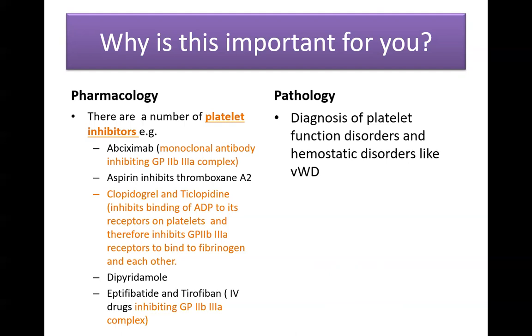This is acquired. Why are we calling it acquired? Because we are the ones who are giving the drug. So there is nothing wrong with the platelets. It's not an inherited problem. It's an acquired problem. And how have the platelets acquired it? Because we are the ones who are giving the drugs. So this is an example of an acquired platelet function defect.